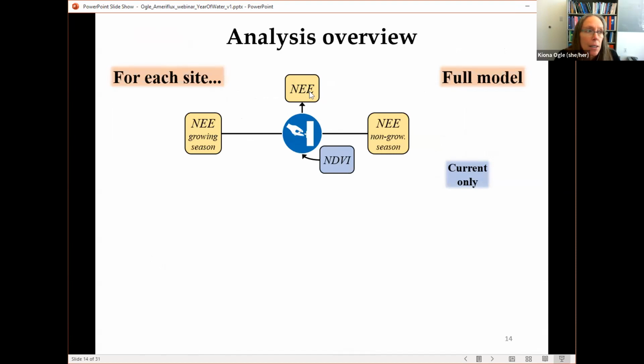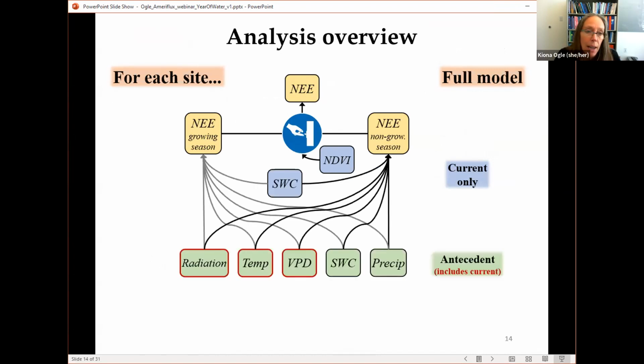Thinking of it as taking on different values or responses depending on whether it's in the growing season or the non-growing season. And in this example, we use remotely sensed NDVI data to essentially govern when the system is switching between growing season and non-growing season. And then those predicted NEE of growing season and non-growing season are expressed as functions, like in a mixed effects kind of linear regression model.